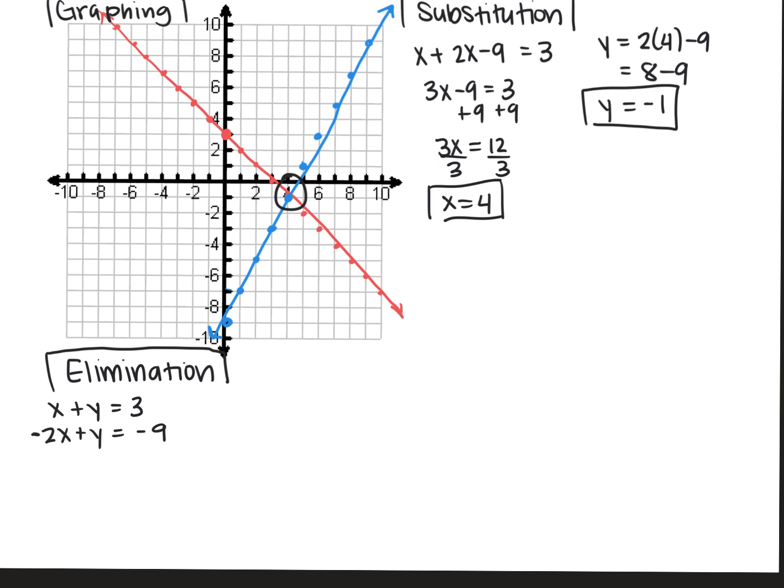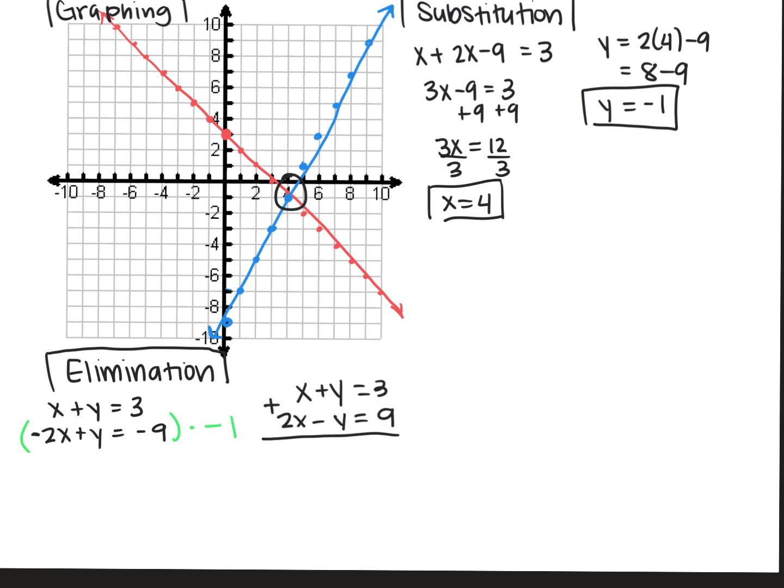So if I'm looking, my y's already have the same coefficient. They're both 1 y's, and my x's are already opposite signs. One is positive, one is negative. So I have a choice here. I can either multiply that top equation by 2, or I can multiply one of the equations by negative 1. And I'm going to go ahead and multiply this second equation by negative 1 so that my y's will cancel. So my first equation stays the same, x plus y equals 3. My second equation becomes 2x minus y equals 9.